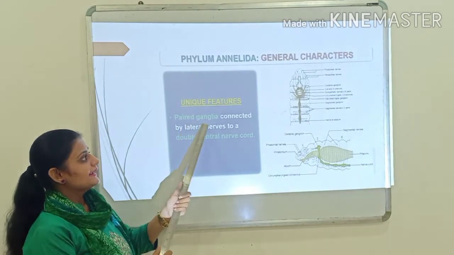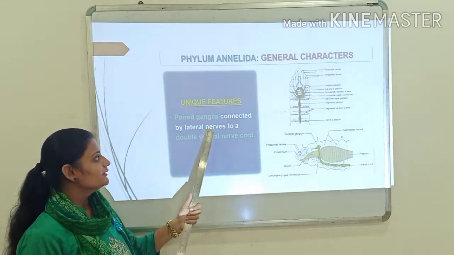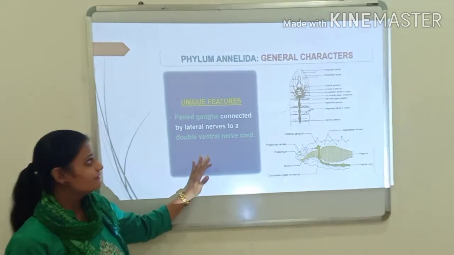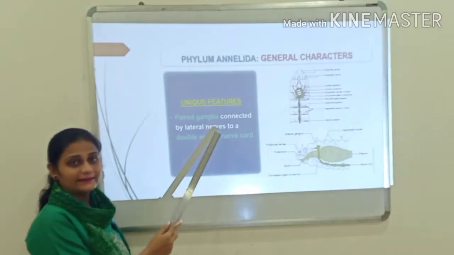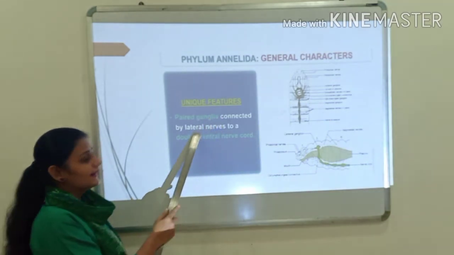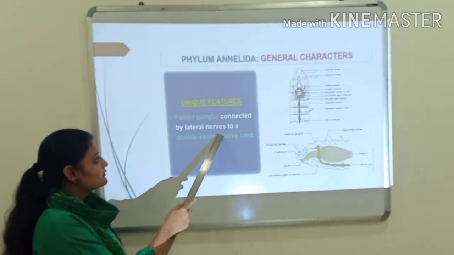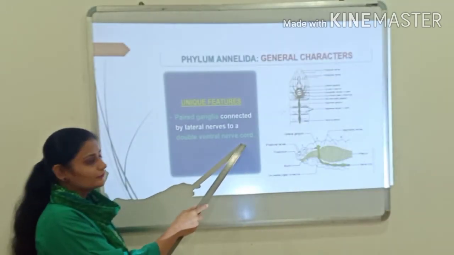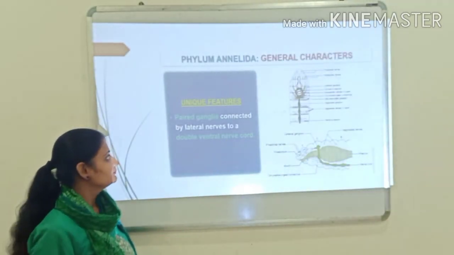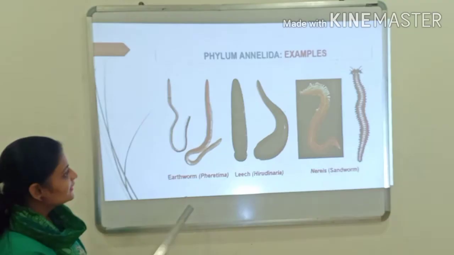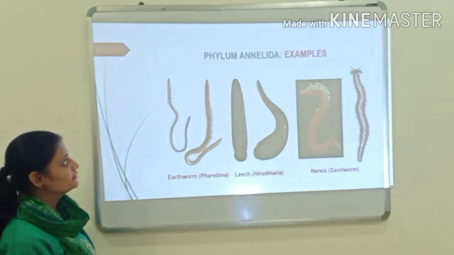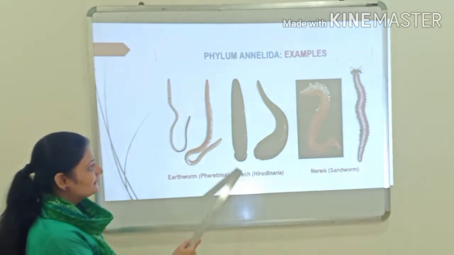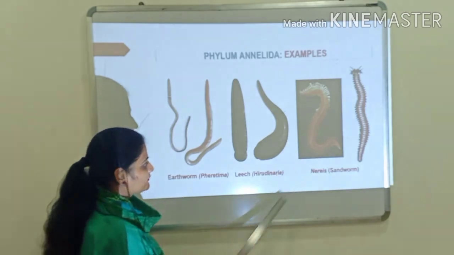Then paired ganglia connected by lateral nerves to a double ventral nerve cord. This is also a unique feature. They have paired ganglia, and that ganglia are connected to the lateral nerves, which forms the double ventral nerve cord. Okay, this is about the nervous system. These are various examples of phylum Annelida, that is earthworm, then leech and Nereis.